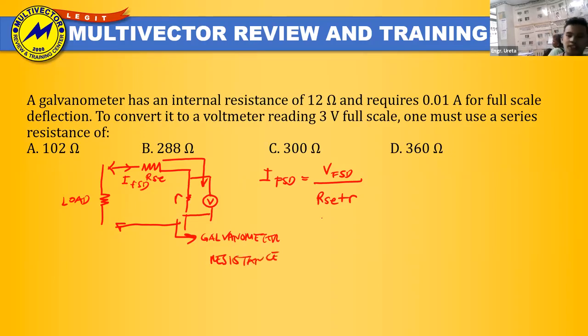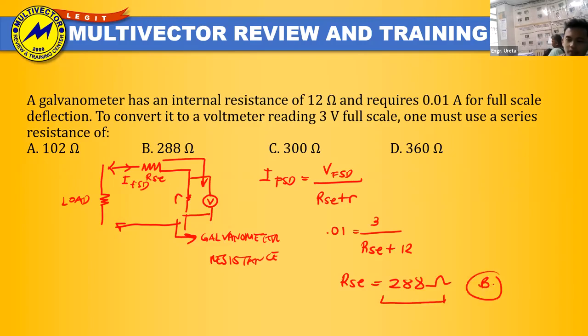Okay, sir, ano yung IFSD natin? 0.01 ampere. Voltage full-scale deflection is 3 volts. Okay, RSE, which is yung hinahanap sa problem, plus our internal resistance, which is 12 ohm. So pag kinumpute natin yan, our series resistance that must be connected is equal to 288 ohm. So ganyan lang mag-solve ng galvanometer.